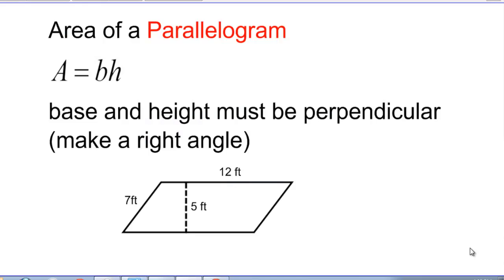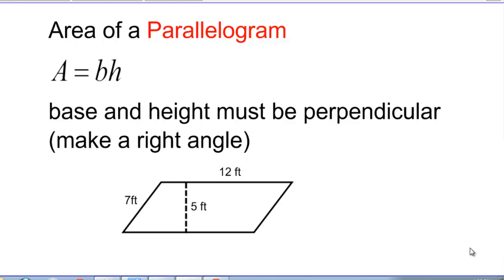Hey guys, this is going to be a quick review of area and volume, and I'm going to try to go fast, so you may need to pause the video if you miss something or you need to write something down, or go back if you miss something. So here we go. Area of a parallelogram.